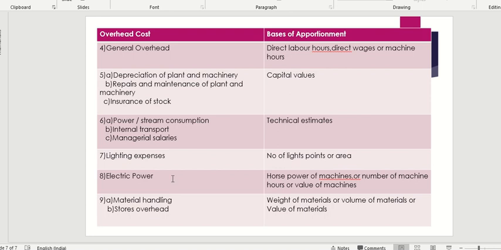Electric power will be apportioned based on the kWh, which is kilowatt hour, or it can be horsepower of machines, the number of machine hours, or the value of the machines. Then you have material handling and stores overhead. These expenses will be apportioned based on the ratio of weight of materials, volume of materials or value of materials. So now let us move on to the questions.